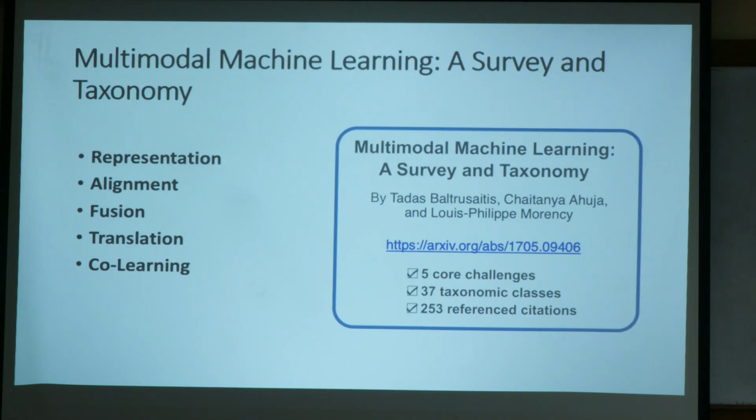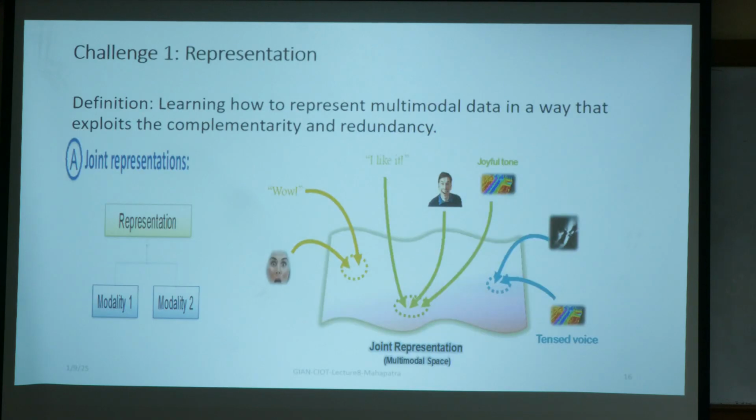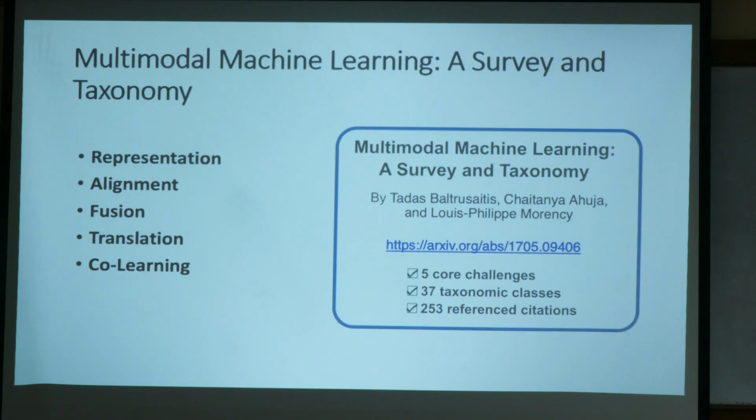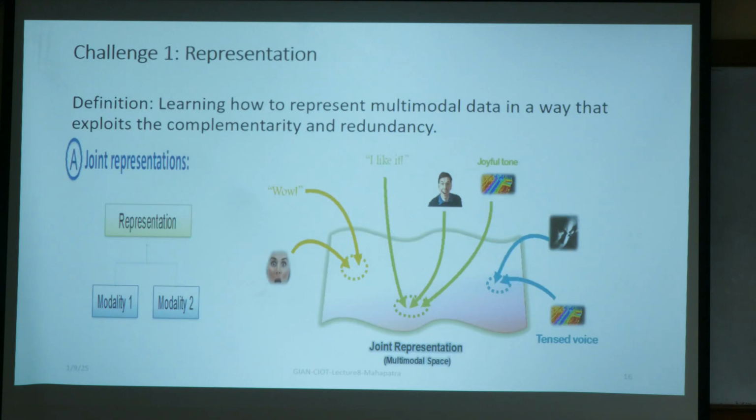Now, there's a nice paper with this reference. Okay, there is a survey paper on multimodal machine learning, with details about representation, alignment, fusion, translation, and co-learning. I thought these are the challenges of machine learning, I guess. Okay. Challenge 1. I think something is mixed up here. Yeah, something is missing here. It should be challenges. Okay, challenges. So challenge 1 is representation.